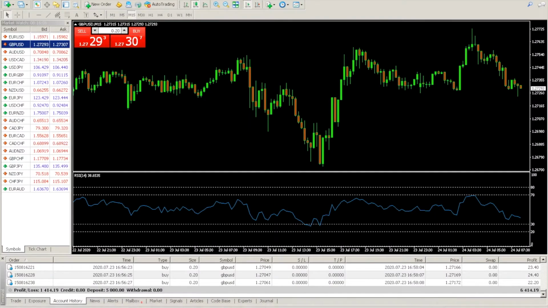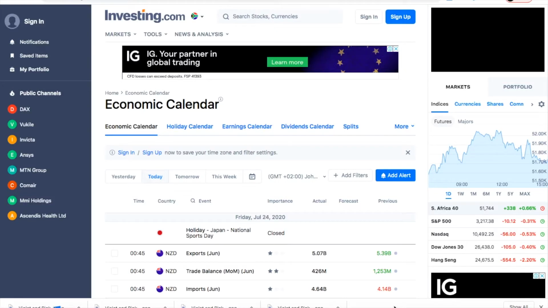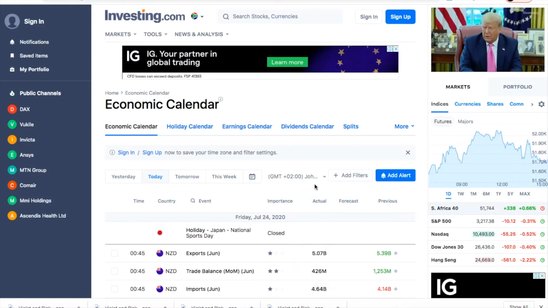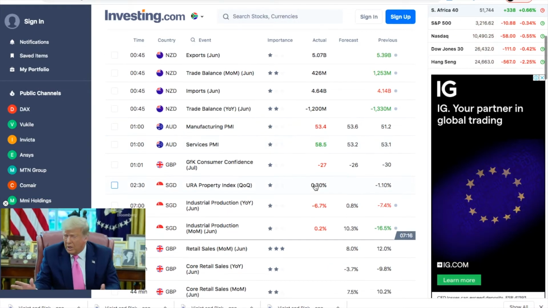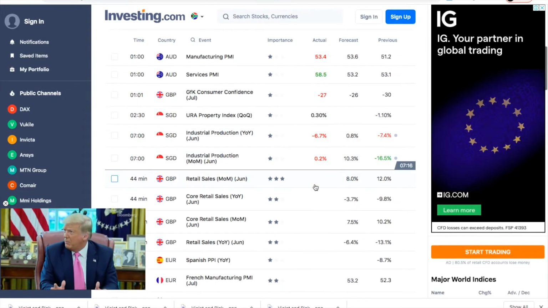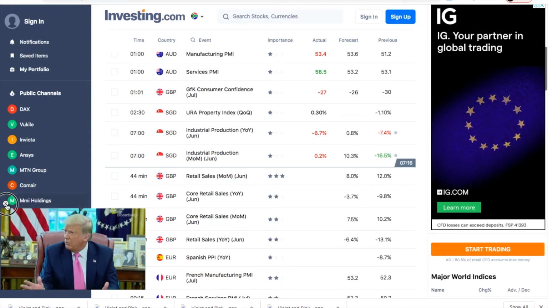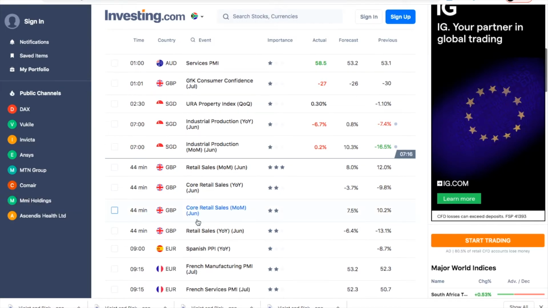So today, as mentioned, we're going to trade the news. To get that news, you have to go to investing.com. Investing.com displays a calendar with all the Forex news during the course of the day, during the course of the week, during the course of the month. So this is where I get my news. And as you can see, GBP retail sales event is going to happen in the next 44 minutes.